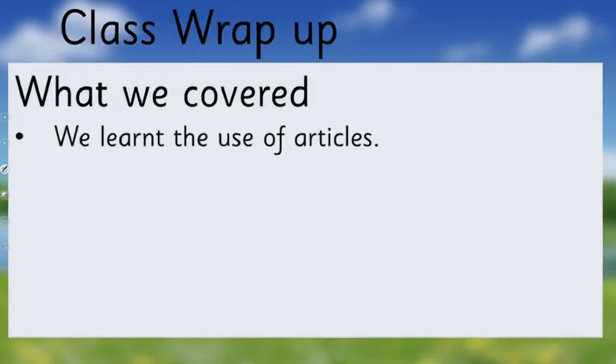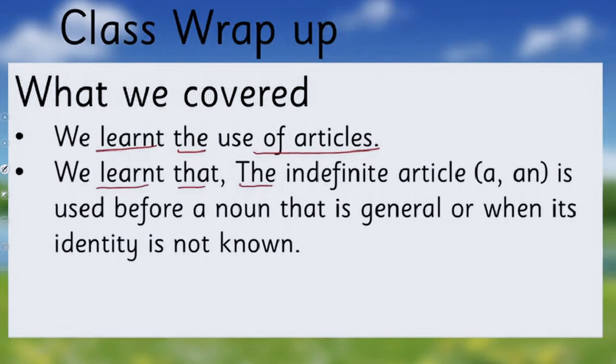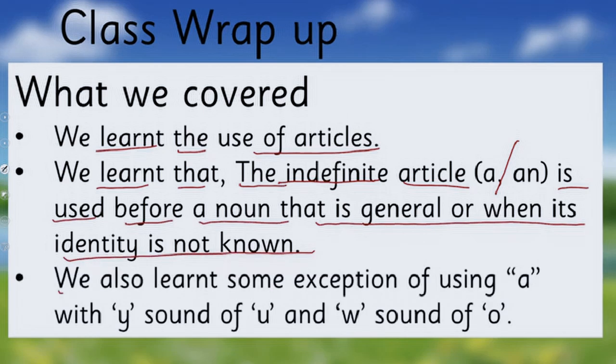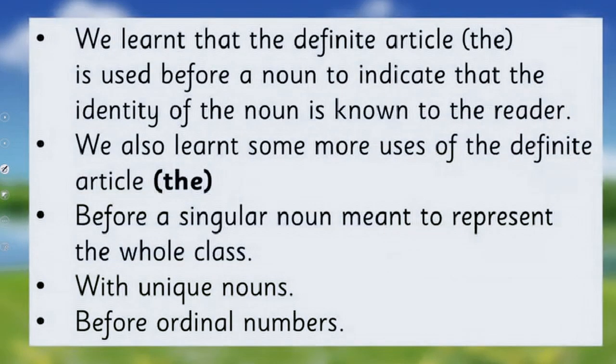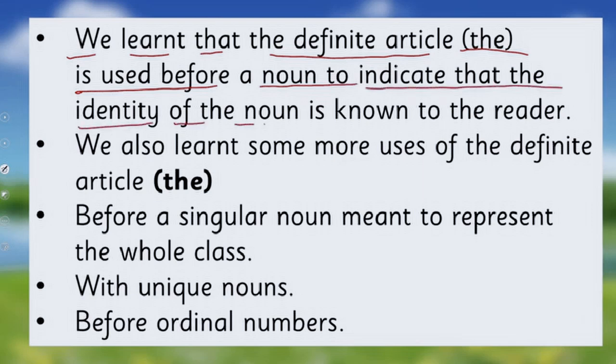All right, so what we have learned today, we learned the use of articles. We learned that the indefinite article a or an is used before a noun that is general or where its identity is not known. We also learned some exceptions of using a with the Y sound of U and the W sound of O. We learned that the definite article the is used before a noun to indicate that the identity of the noun is known to the reader or the listener.